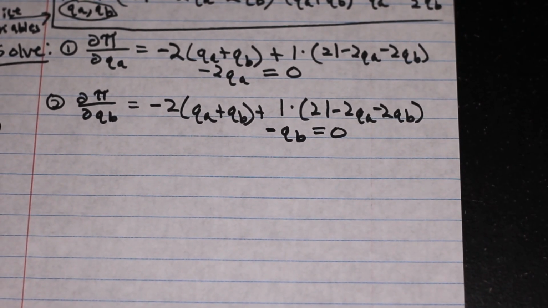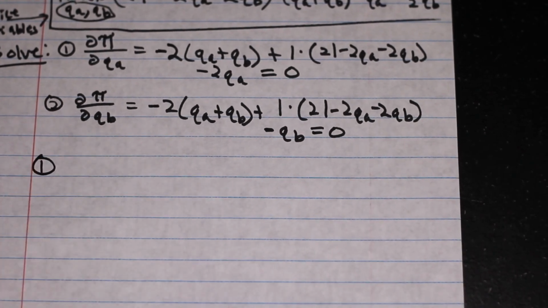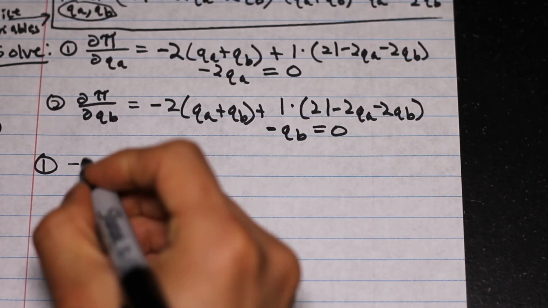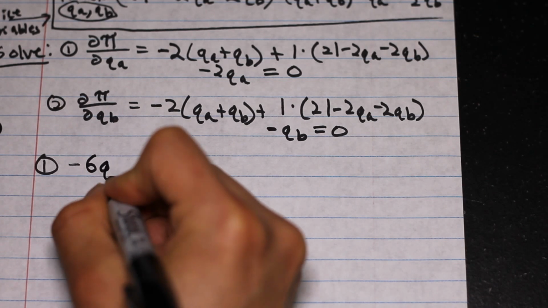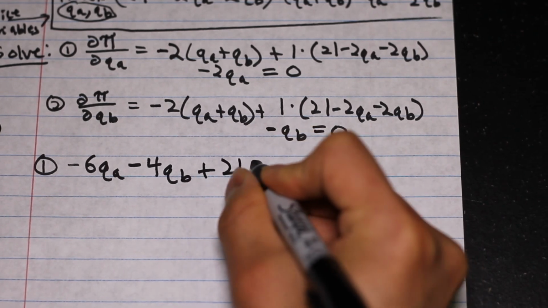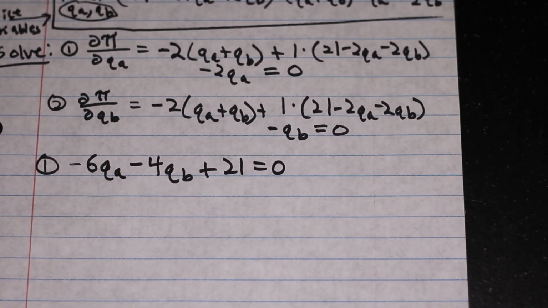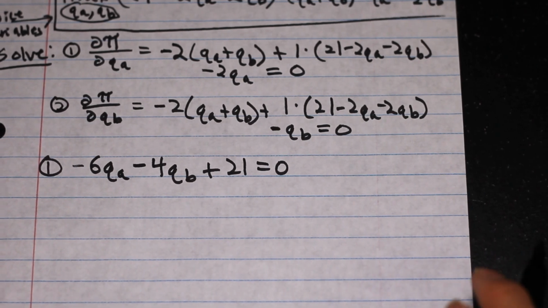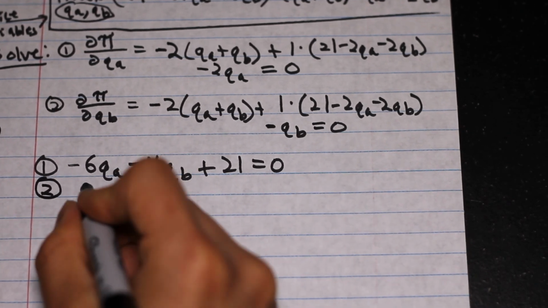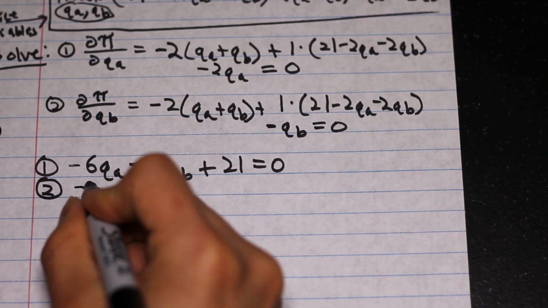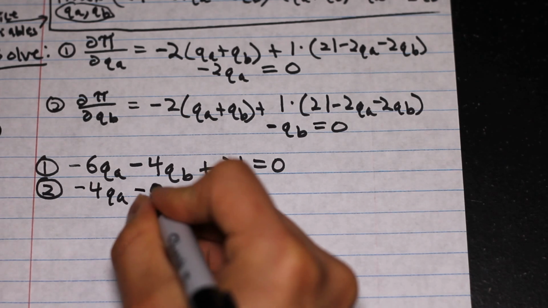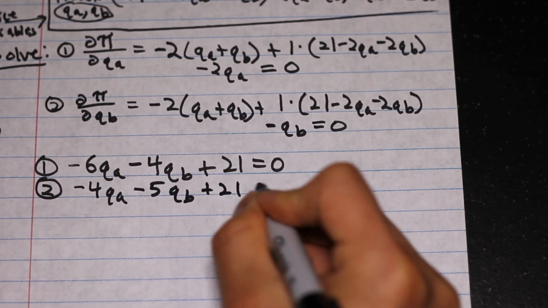So now it's just some algebra from here. The most tedious part of economics, algebra. So solving equation 1, or simplifying equation 1, we get -6QA minus 4QB plus 21 equals 0. If you don't believe me, do a little bit of algebra yourself. You'll see that that will happen. Okay, equation 2, simplifying that, you get -2QA, -2QA, so that's -4QA minus 2QB minus 2QB minus 1QB, so that's minus 5QB plus 21 equals 0.